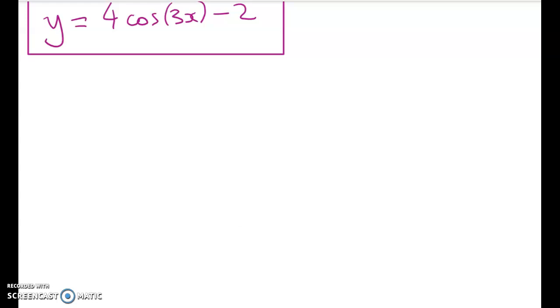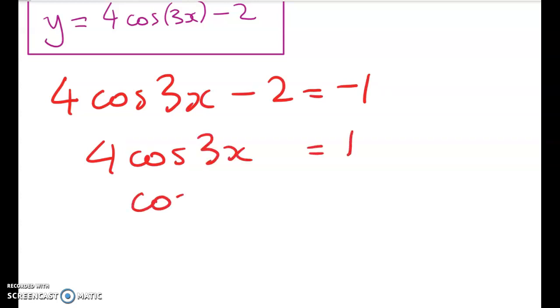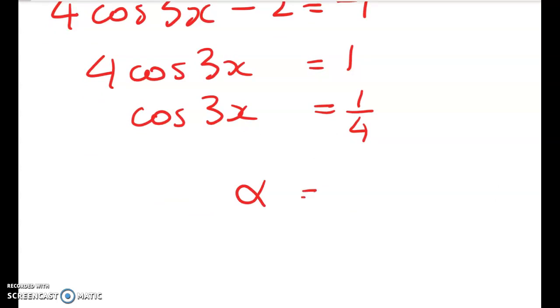So we'll do the cosine curve first. So we're solving this. Add 2 to both sides. Now divide through by 4. The next thing I'm going to do is to find my alpha value, which is my principal solution. So the angle whose cosine is 1/4.